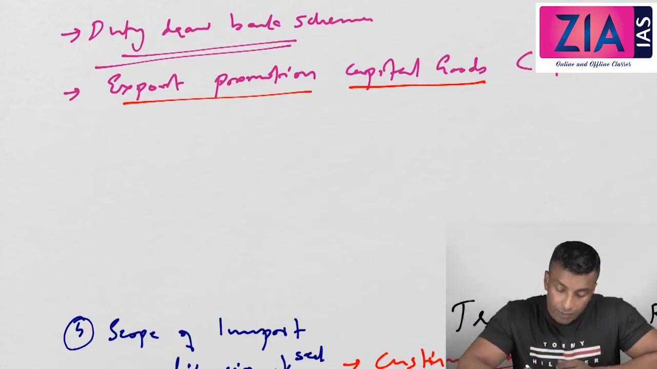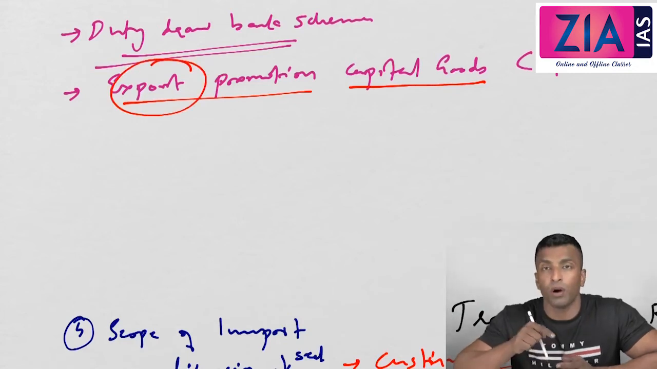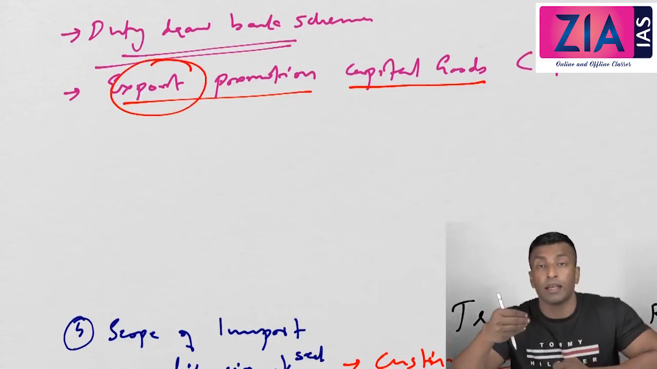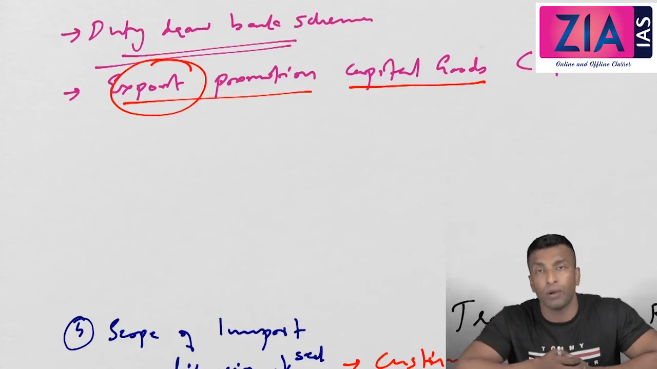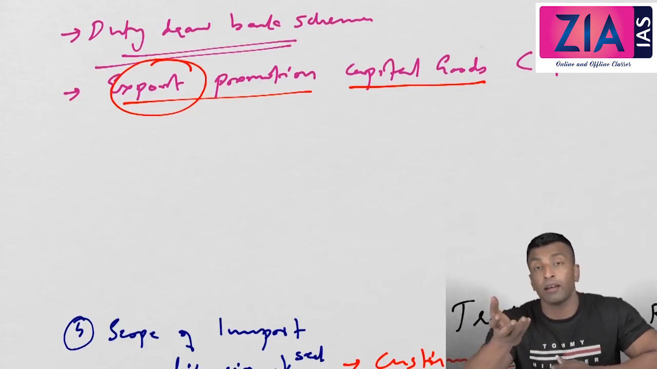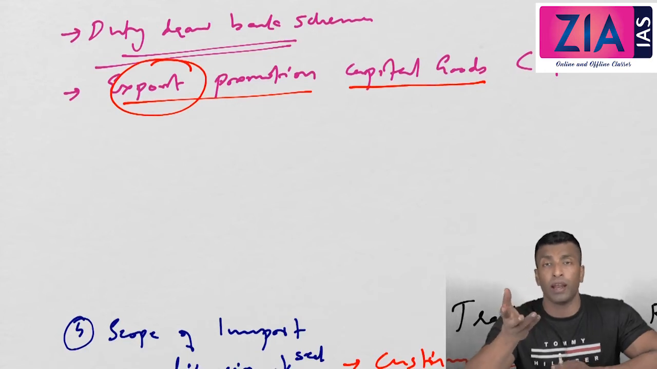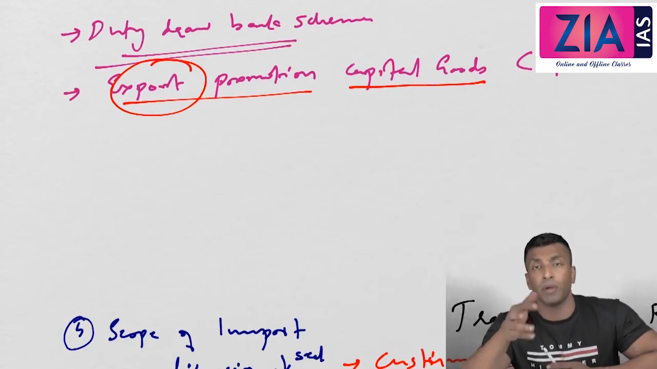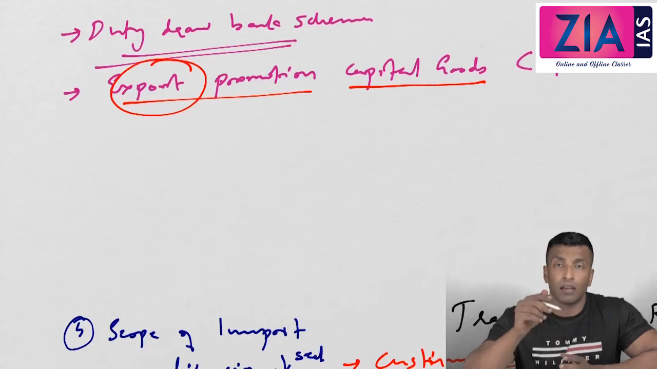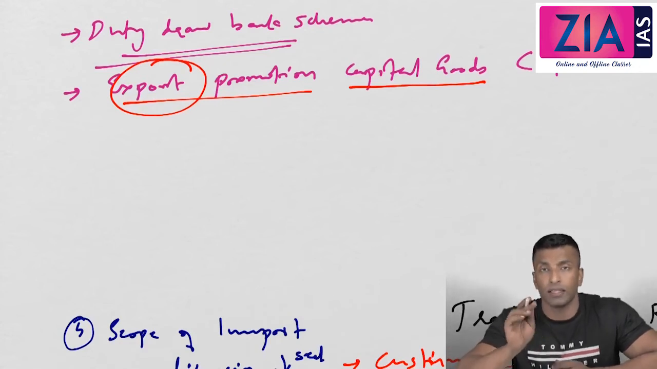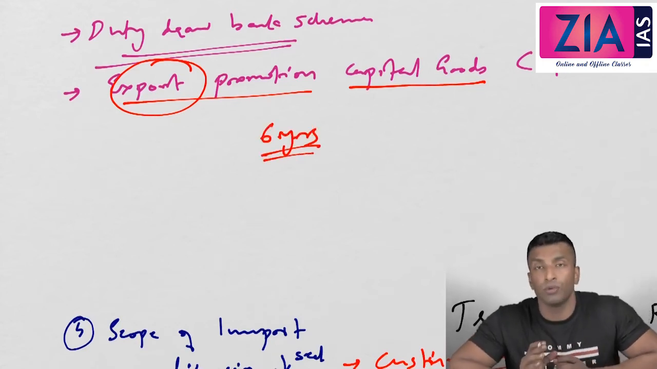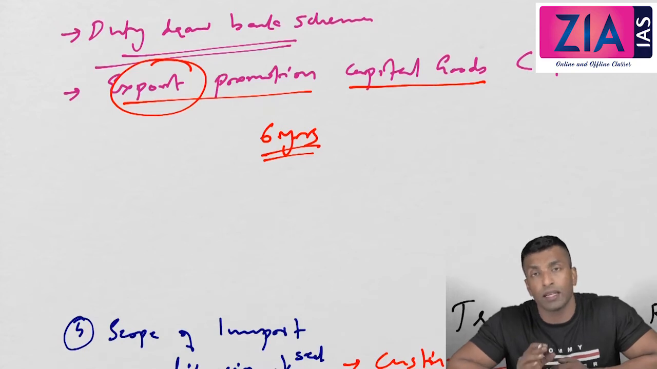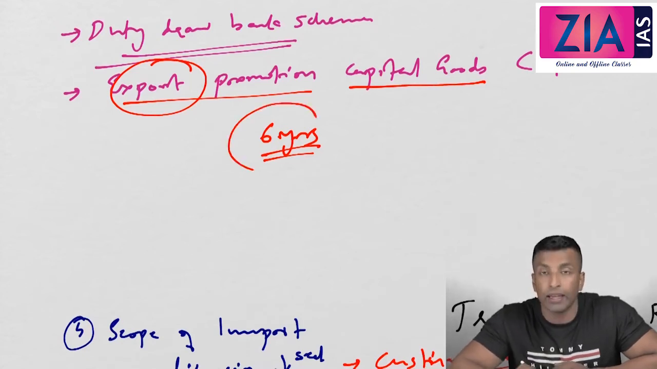Under this scheme, the exporters can import or domestically procure capital goods. Capital goods means machineries which they are going to use for export purpose, for value addition. You can procure this without any customs duty or excise duty, or at a minimum, very low rate, subject to certain conditions. The condition is something like this: whatever tax you actually saved, 6 times of it has to be exported in 6 years.